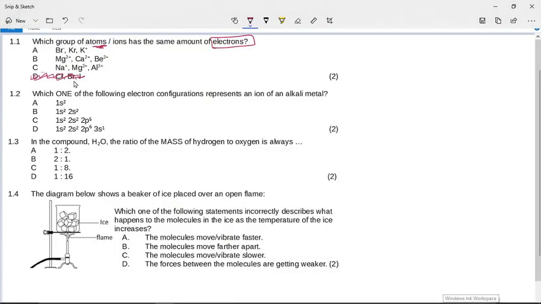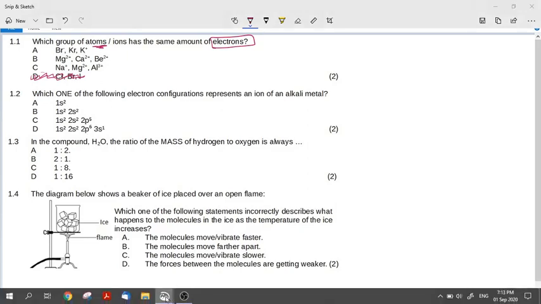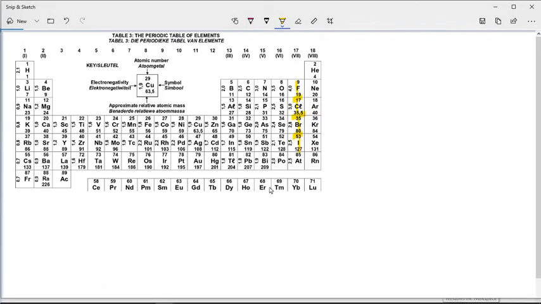Okay, then we've got bromine ion, krypton, which is a noble gas, and a potassium ion. So let's go back. This looks promising. Let's see if we can do it. The bromine ion, Br minus, is 35 plus an electron, which gives me 36, which takes me to krypton. So these two are the same. But then what about the potassium ion?